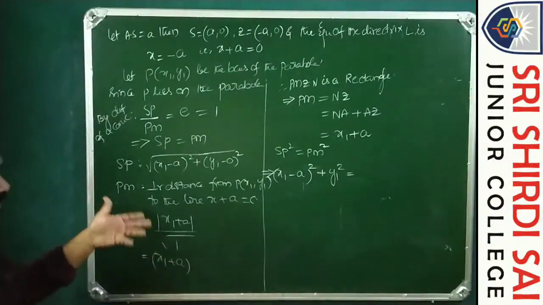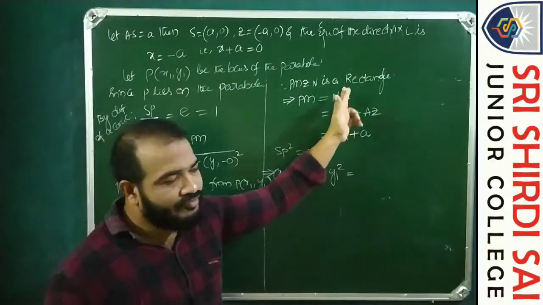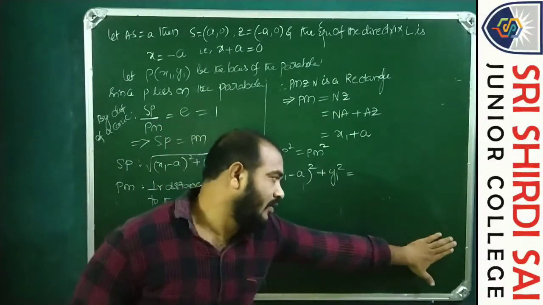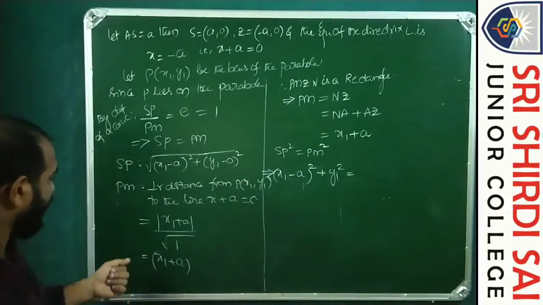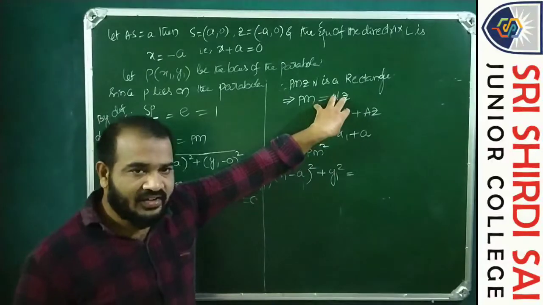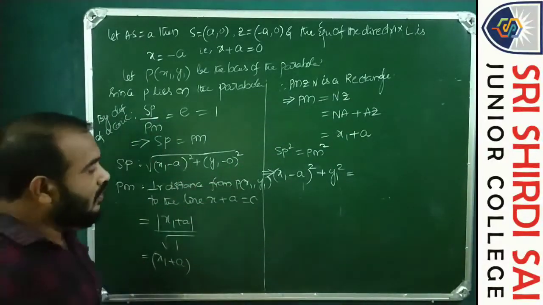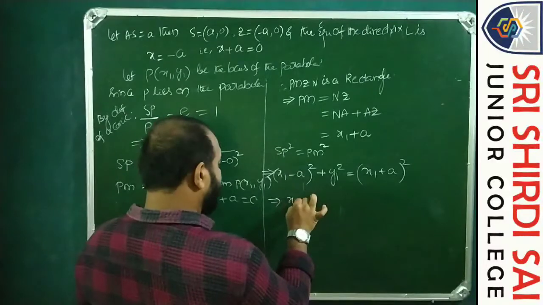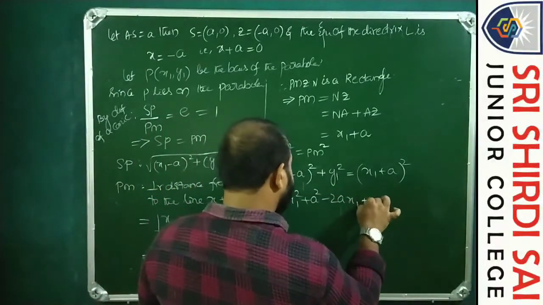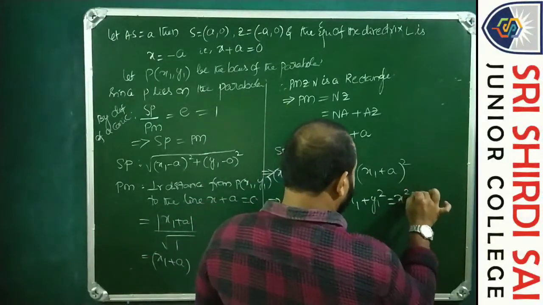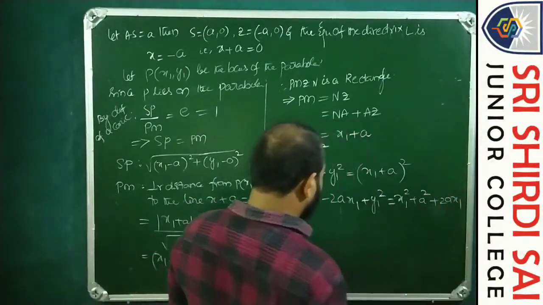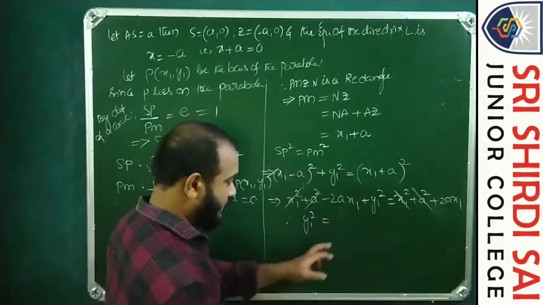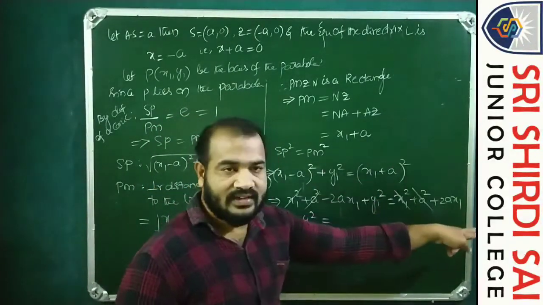In both ways I have proved PM is X1 plus A. Through the rectangle also PM is X1 plus A. So here only one is enough, but for your convenience, if you could not understand this, you can understand with this. So PM square is X1 plus A whole square. Now X1 square plus A square minus 2AX1 plus Y1 square is equal to X1 square plus A square plus 2AX1. X1 square and A square get cancelled. Therefore, Y1 square is equal to this minus 2AX1; if you transpose to that side, 2AX1 plus 2AX1.